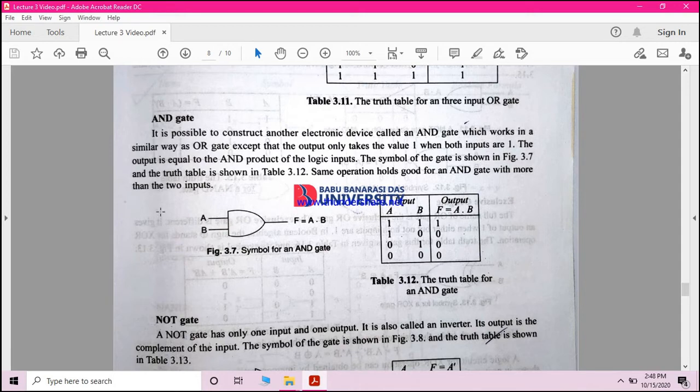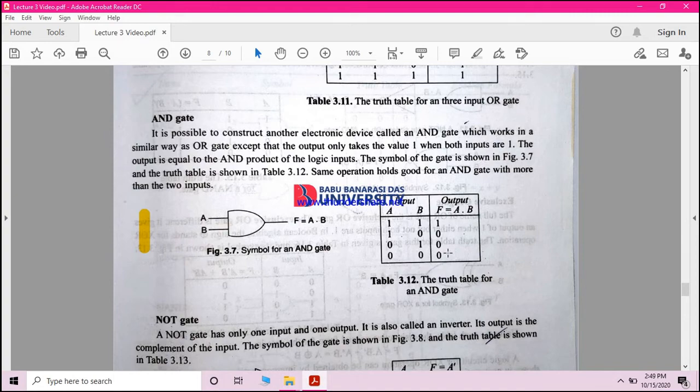This is basically represented by this simple sign. You can simply write it like this. Okay, let's say that. What is the truth table for this? So this is the truth table. When both the inputs are high, then only your output is high, and in all the other cases your output is 0.